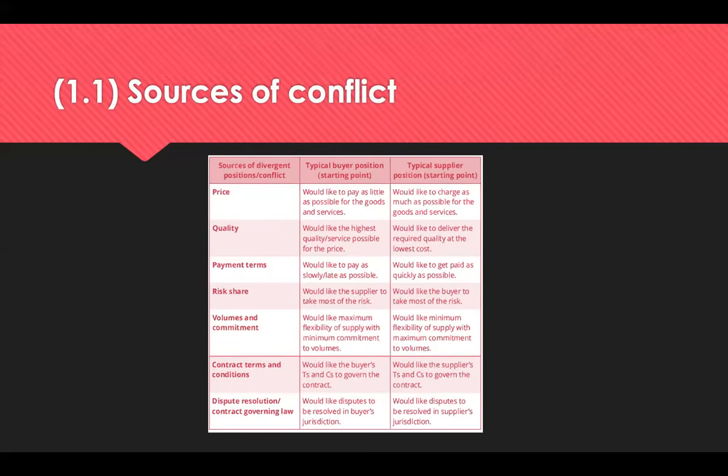So here you can see the sources of divergent positions on the screen. It could be price, one might be looking to pay as little as possible, whereas the other wants to charge as much as possible. Quality, one might want the highest, one wants to deliver the lowest. And as you go through it, you can see those divergent positions and conflict on things like payment terms, risk, volumes, terms and conditions, and dispute resolution.